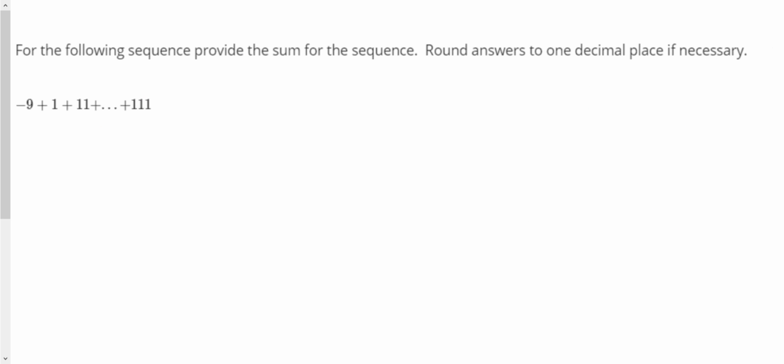For the following sequence, provide the sum for the sequence. So in this particular one, you can see it's an arithmetic sequence. We've got a d value, which is the common difference, of 10.